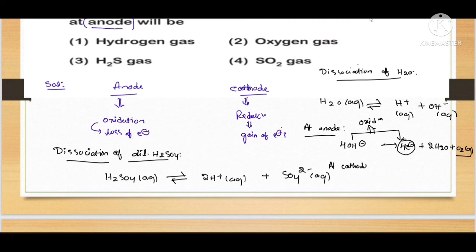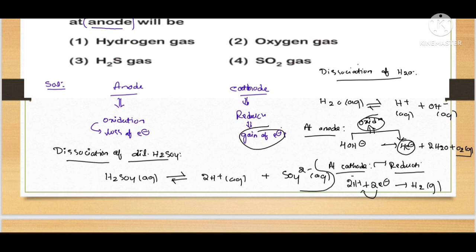Now let us see the reaction at cathode. Here 2 moles of H+ plus addition of 2 electrons will give rise to hydrogen gas. Here there is addition of electrons. That's why at cathode reduction takes place, and at anode oxidation takes place.